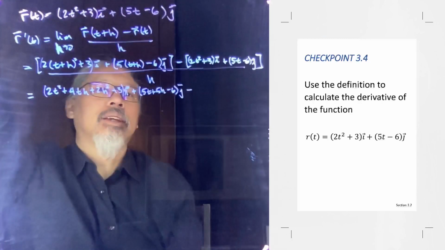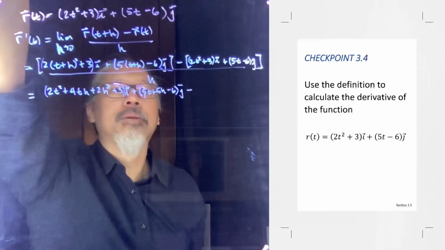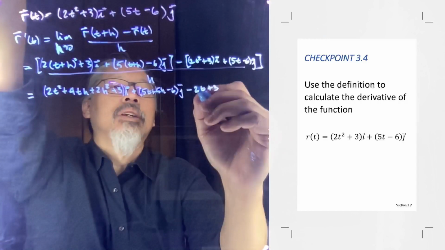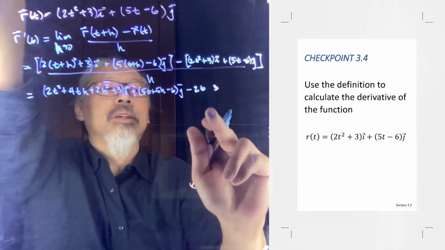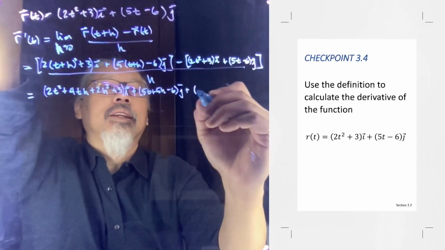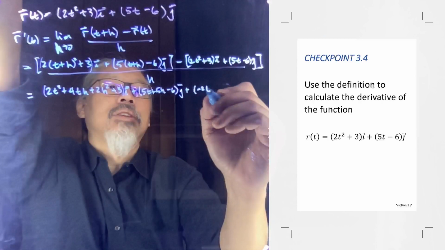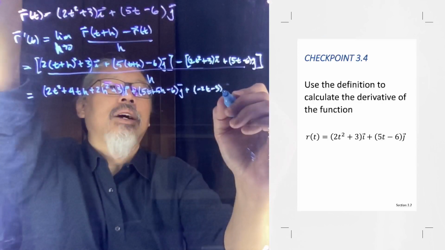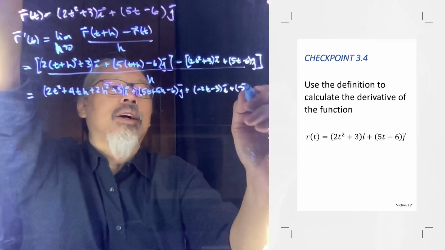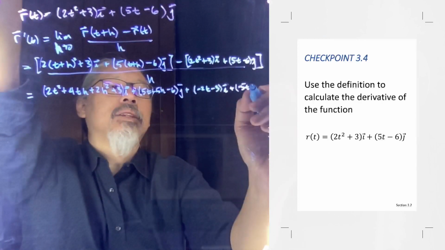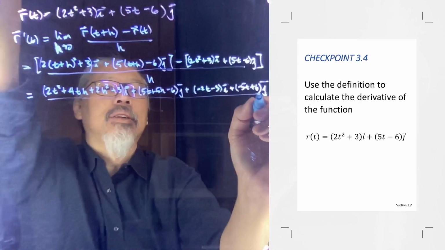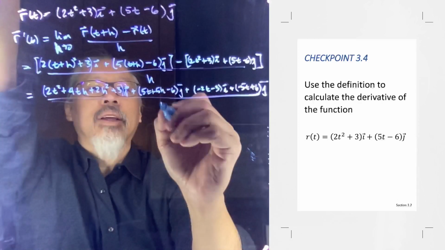And then let's take that negative and multiply it through. Minus 2t plus 3, or let's put a plus, and then put parentheses on the negative 2t minus 3 in the i direction, and keeping on with that negative 5t plus 6 in the j direction, all over h.